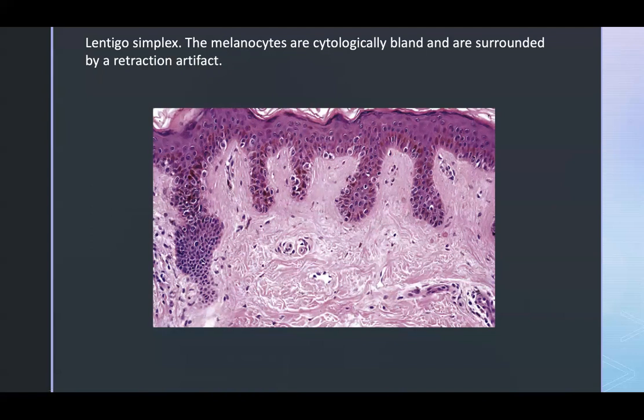And no nest. A nest will be defined as basically 3 melanocytes together, 3 to 5 melanocytes, depending on who you get your definition from. But if you've got at least 5 melanocytes clustered, especially at the base of the rete ridges, you need to classify that as a junctional nevus.